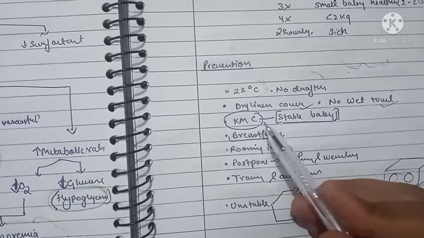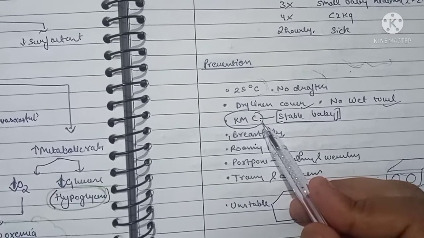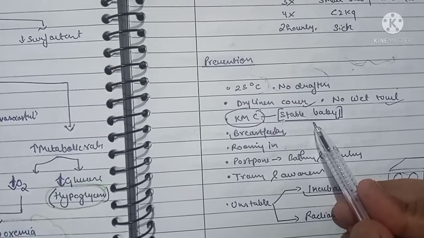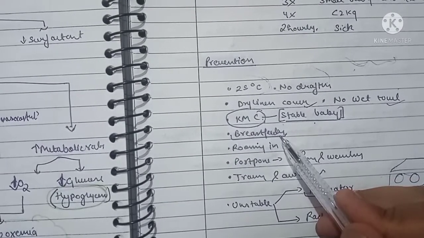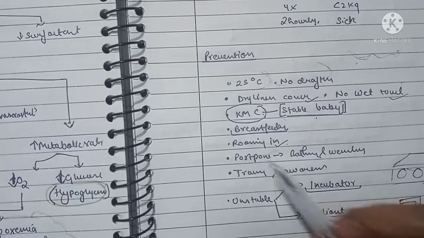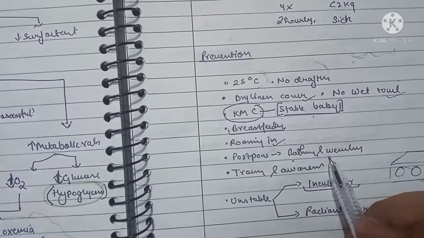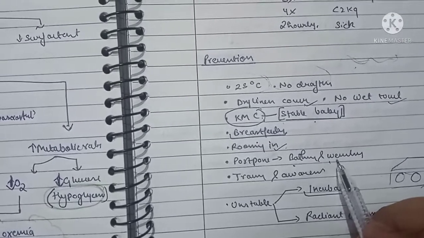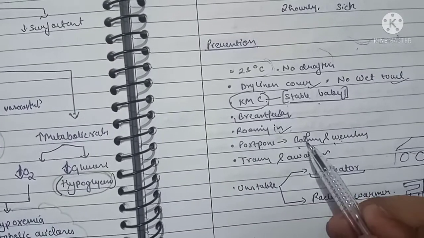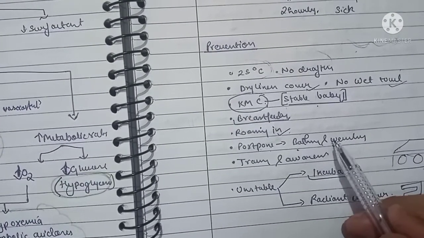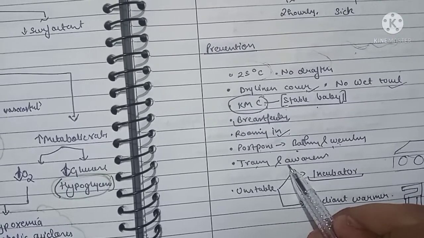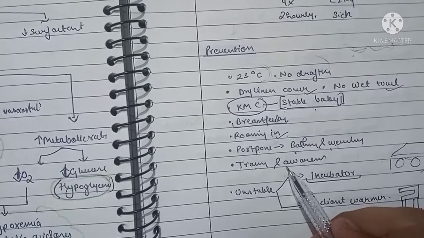Kangaroo mother care, already discussed in one video properly, is a method of preventing hypothermia in a stable baby. Okay, breastfeeding also promotes thermogenesis. Rooming in, okay, postponement of bathing and weight measurement should be done in a baby who has hypothermia. Okay, only bath sponging can help later when the hypothermia is being corrected. Training and awareness of the family will help in preventing hypothermia.